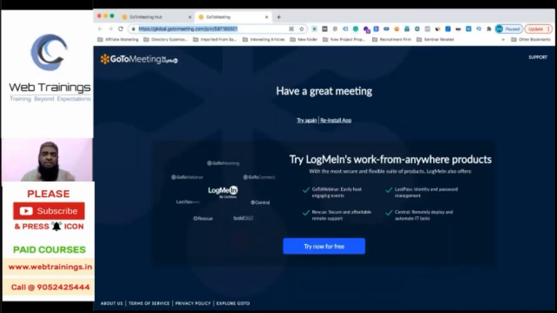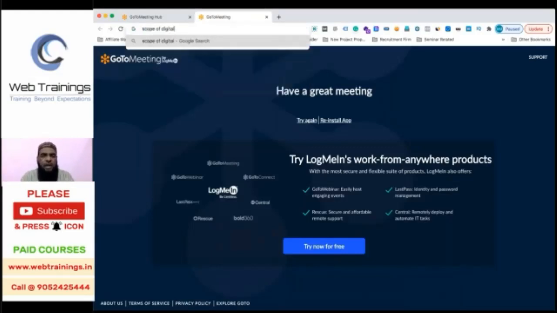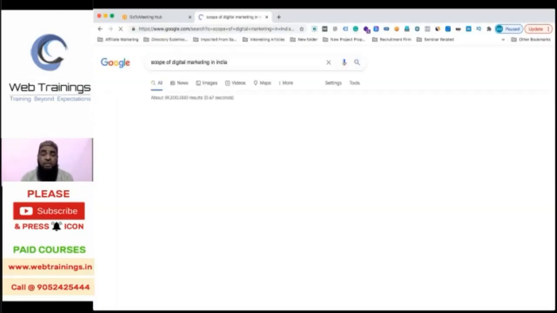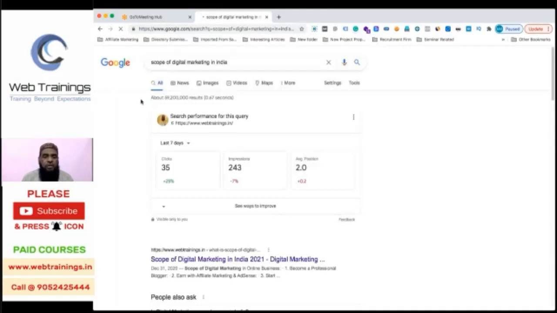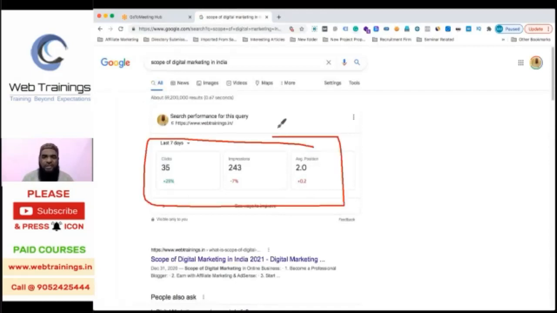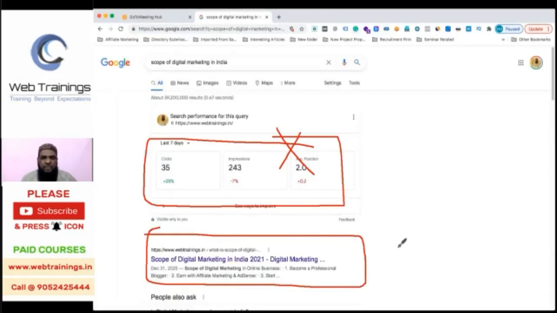So now let's say I will type in a query, okay? Let's say scope of digital marketing in India. This is one of my very good articles which has really helped me a lot. So now if you see this article, where am I ranking for this article right now? You can just ignore it. I'll show you what that is later. So what is our article position right now, sir? It is on the first position of Google search engine.